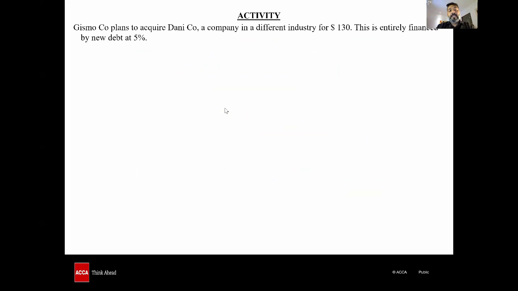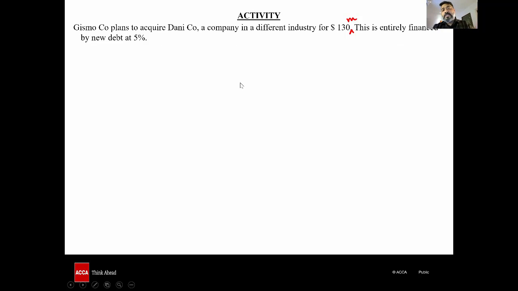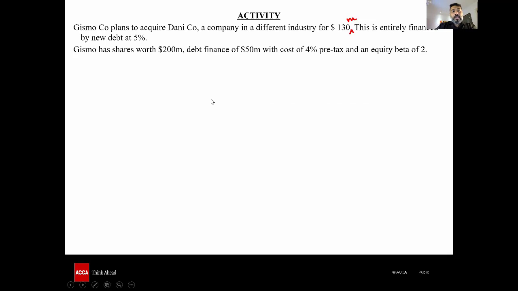Gizmo company plans to acquire Danny company in a different industry. For how much are they acquiring? 130 million. This is entirely financed by new debt at 5%. Gizmo has shares worth 200 million, debt finance of 50 million with a cost of 4% pre-tax, and an equity beta of 2.